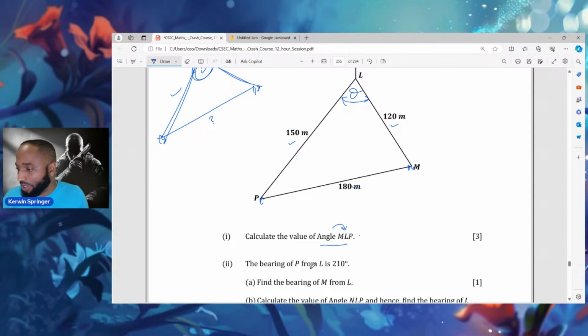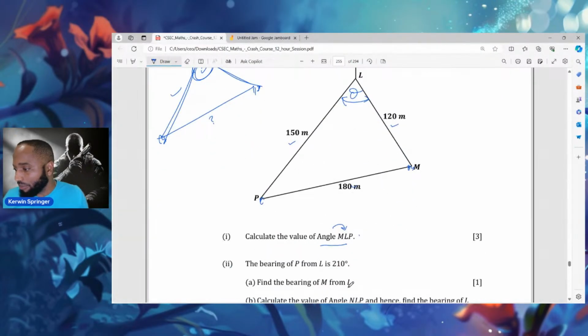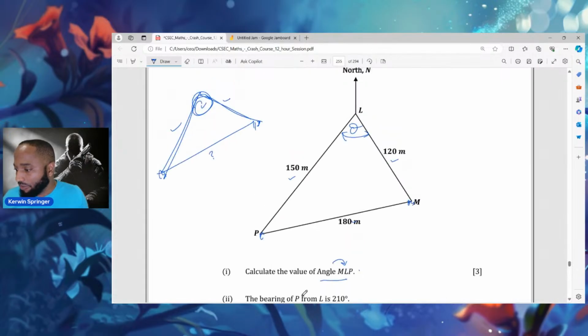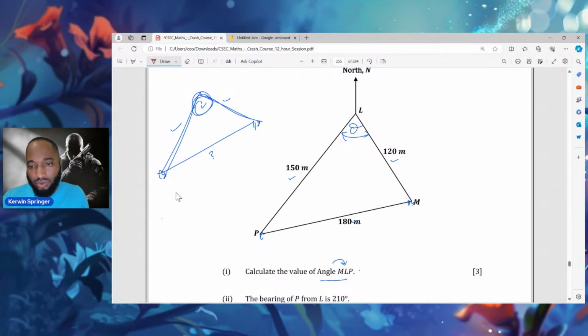And then the bearing of P from L is 210. Find the bearing of M from L. The bearing of P from L is 210. Where is that 210 going? Can you visualize it? Where will the 210 go? The bearing of P from L. Since they say from L, we know we're starting at L. You're going from the north, and you're going straight down till you connect the line that connects the L and the P. That is your 210 there.